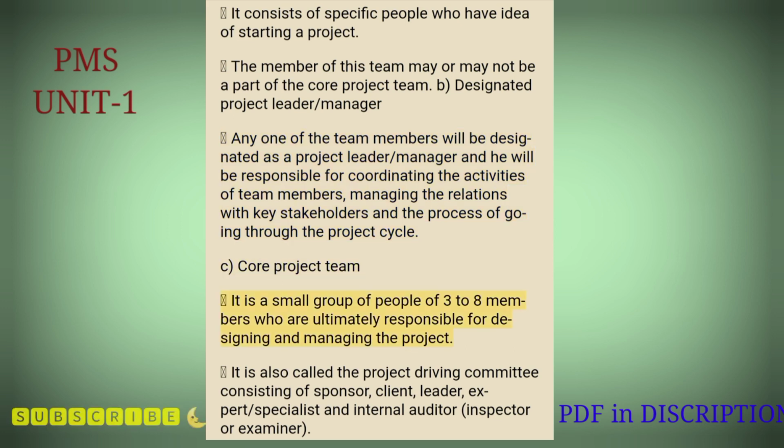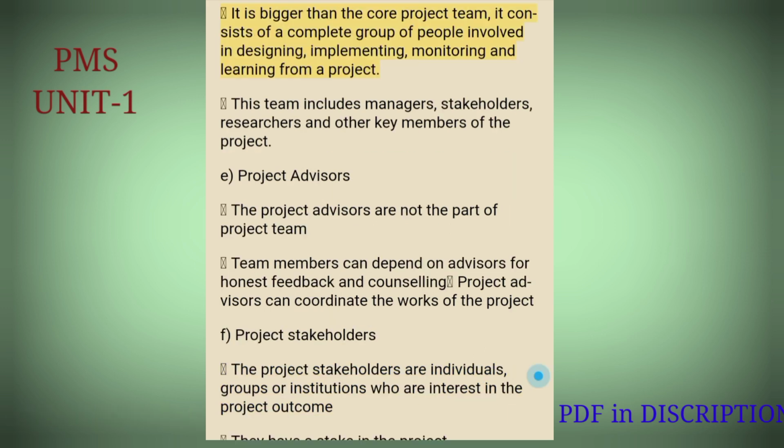C. Core project team. It is a small group of people of 3 to 8 members who are ultimately responsible for designing and managing the project. It is also called the project driving committee, consisting of sponsor, client, leader, expert, specialist and internal auditor, inspector or examiner. D. Full project team. It is bigger than the core project team. It consists of a complete group of people involved in designing, implementing, monitoring and learning from a project. This team includes managers, stakeholders, researchers and other key members of the project.